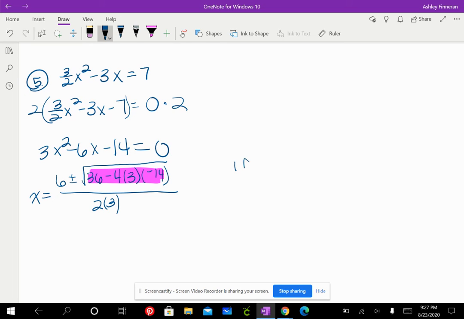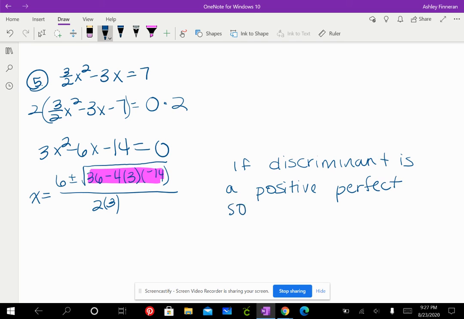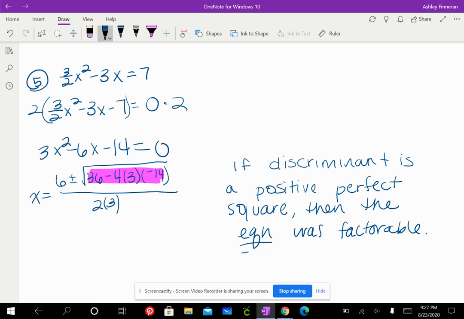So if the discriminant is, and I'm going to write positive, a positive perfect square, then the original equation was factorable. And we can abbreviate equation EQN, just so you know.